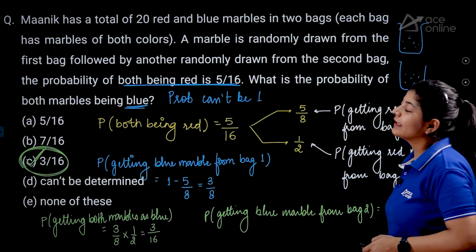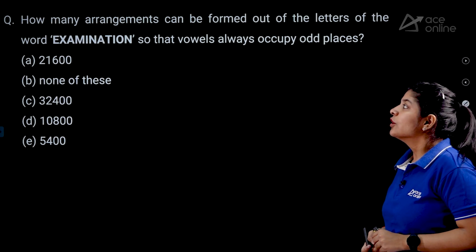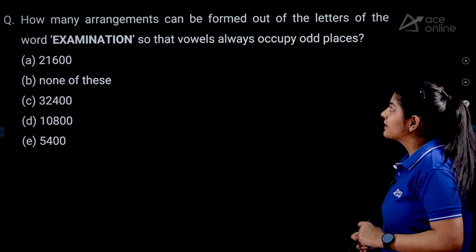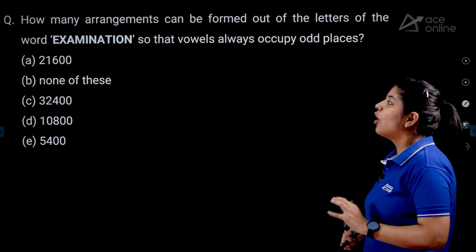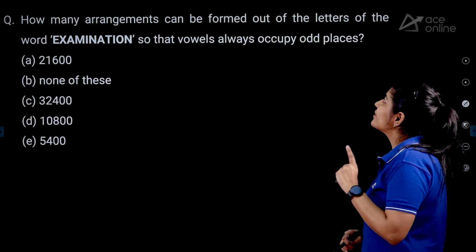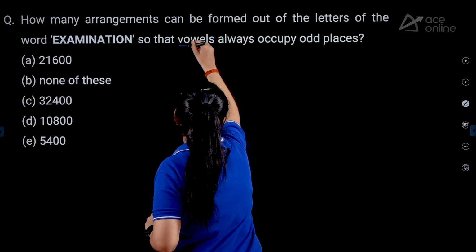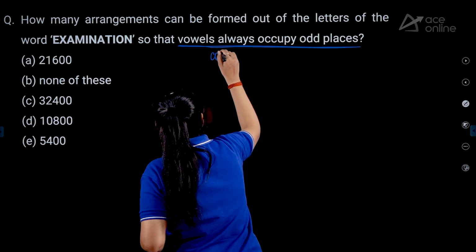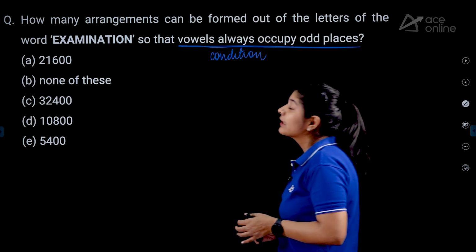Next question. Let's see what the next question is and how we are going to deal with it. The next question says: how many arrangements can be formed out of the letters of the word examination so that vowels always occupy odd places? You have to take care of this thing, because this is your condition.